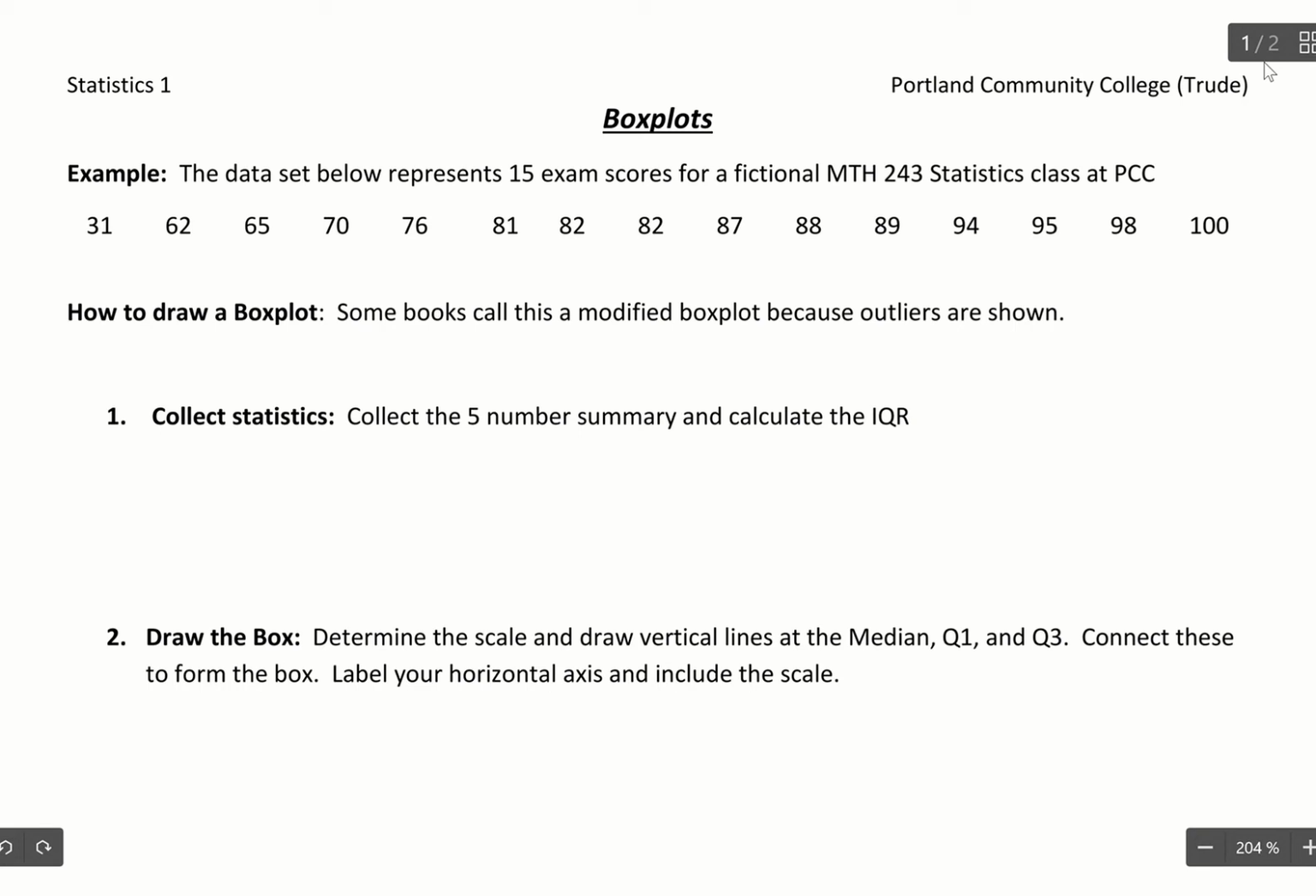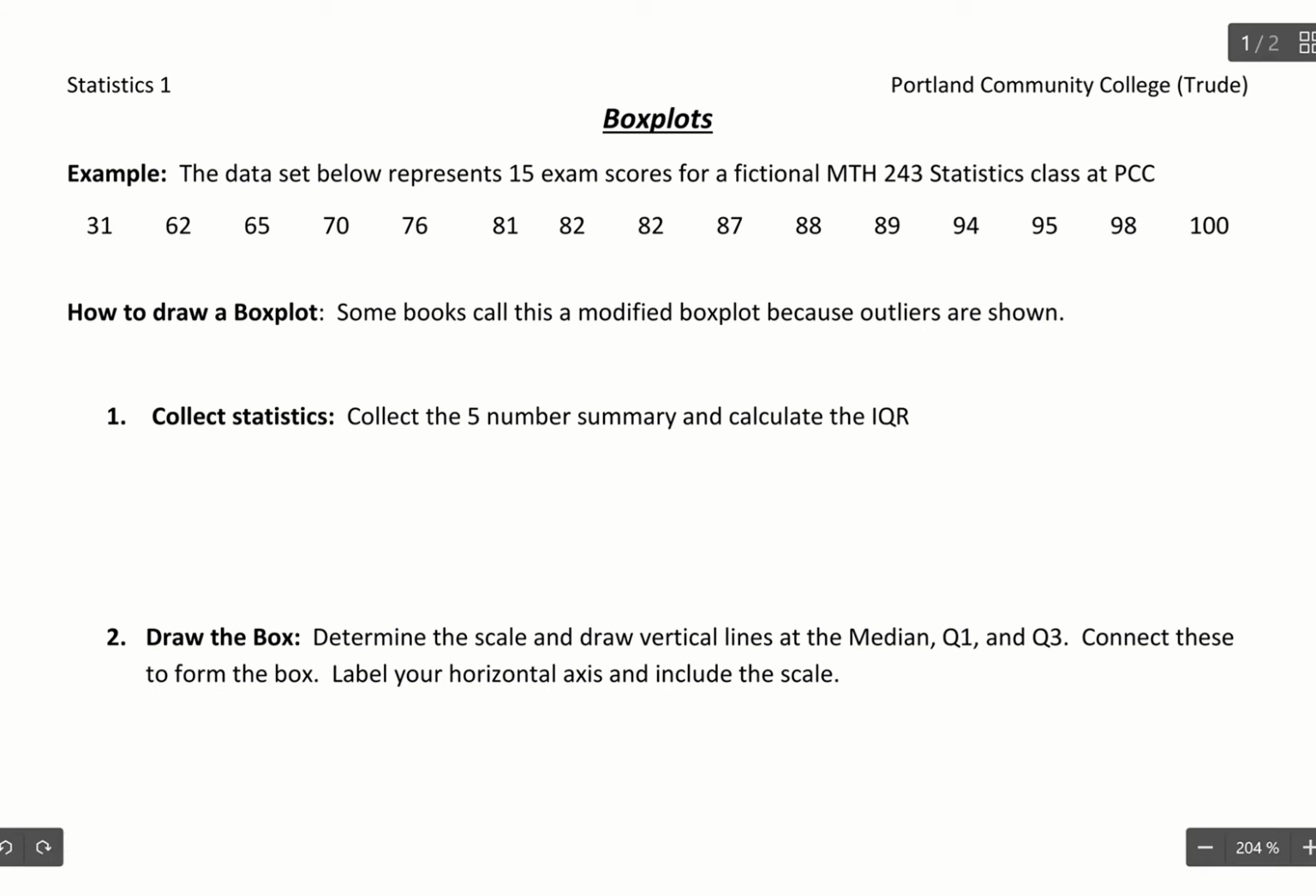When we have numerical data, there's another type of graph that we can make called a box plot, or sometimes it's called a modified box plot, or sometimes it's called a box and whisker plot. There's a few different names for it. What we're going to do here is look at if we have these exam scores for a Math 243 class at PCC, how can we build this box plot?